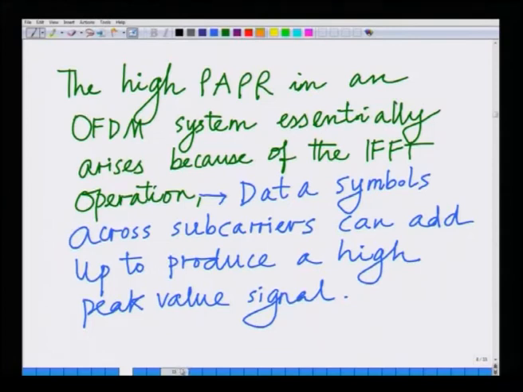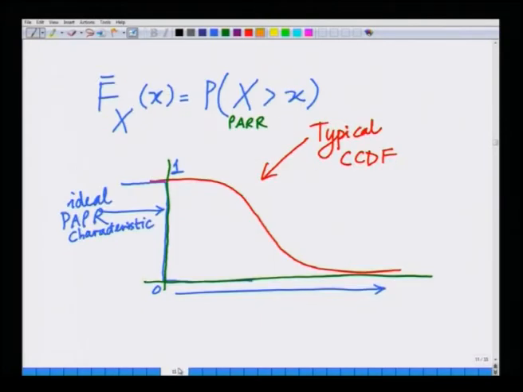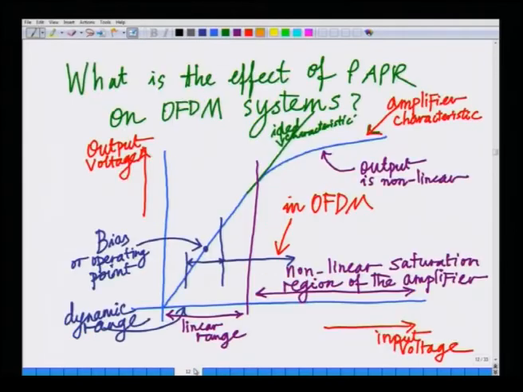And we also saw that the peak to average power ratio can be measured by the CCDF, that is the probability that the peak to average power ratio is greater than a certain threshold. We also looked at examples of how the PAPR CCDF curve looks for different numbers of subcarriers.